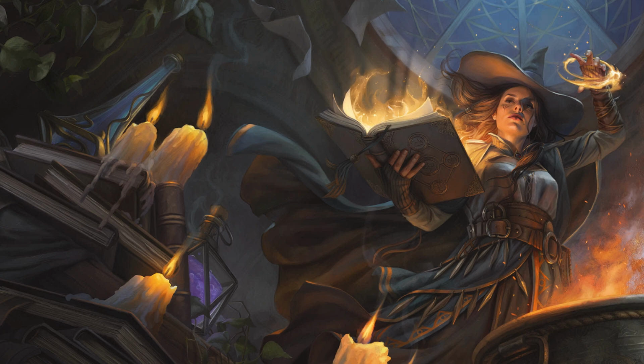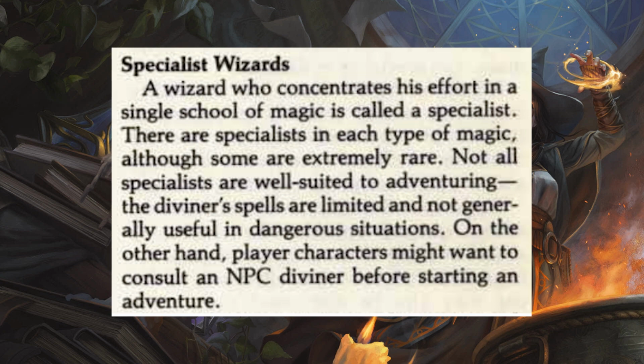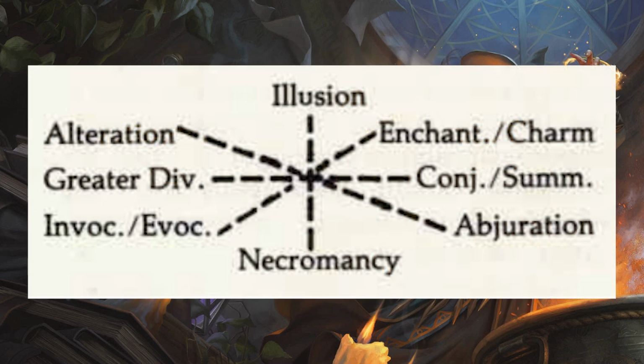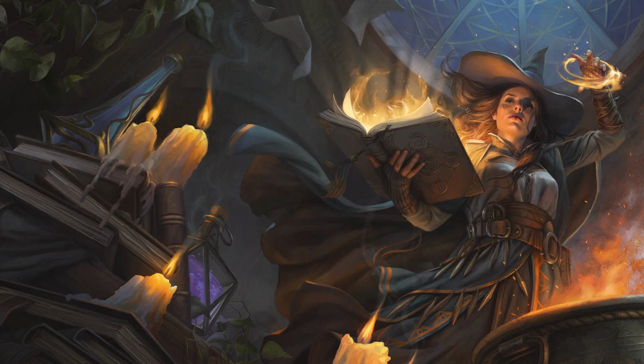The more interesting inclusion is that of the Specialist. 2nd edition brought in the 9 schools of magic: Abjuration, Conjuration, Greater Divination, Lesser Divination, Enchantment, Illusion, Evocation, Necromancy, and Alteration, and a Specialist could choose to specialize in any of these schools, with the exception of Lesser Divination, which contained lower powered divination spells that all wizards would have access to.